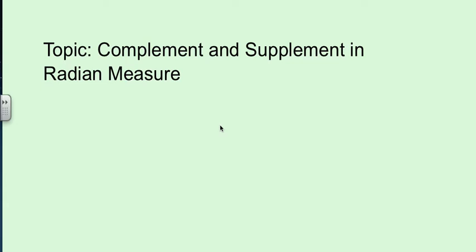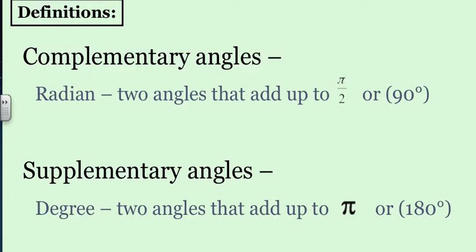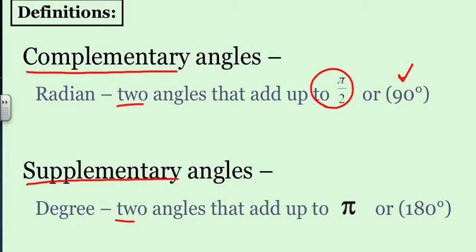We're going to work on complementary and supplementary angles within radian measure. So the definition for our complementary angles in radian measure is two angles that add up to pi over 2. Remember, pi over 2 is 90 degrees. If you want supplementary angles, that's two angles that add up to pi. In degree measure, that's 180 degrees.